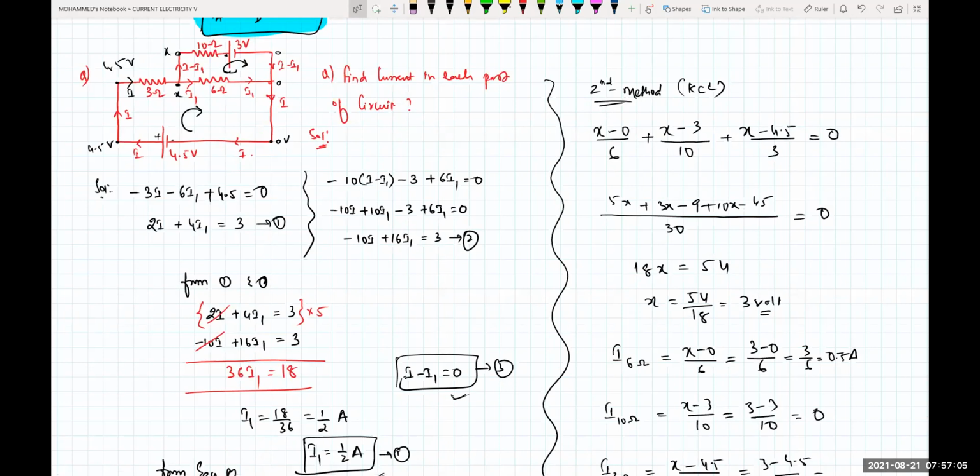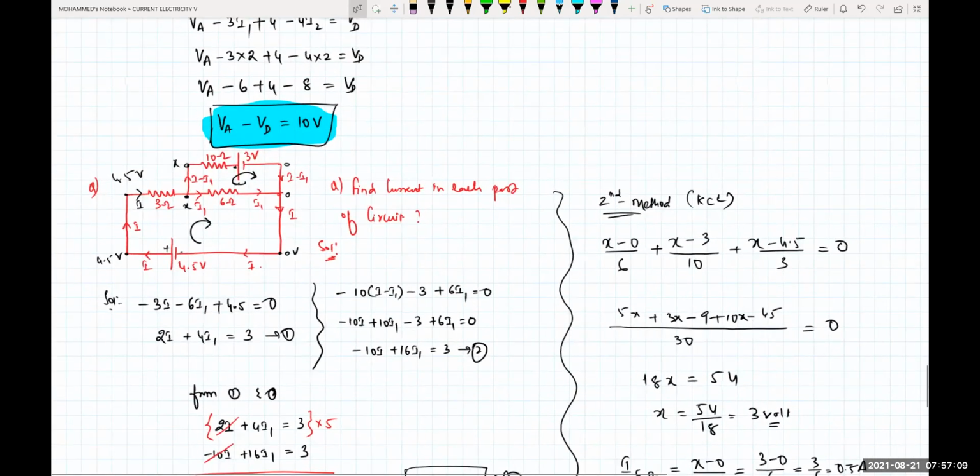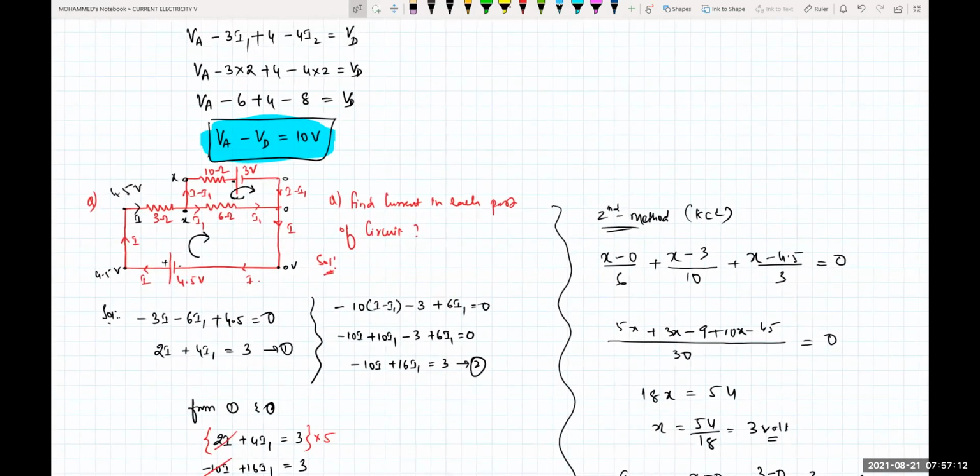Sir, why did you take 0 volts on the left side? Where, beta? On the left side you took 0 volts potential. Here is the negative terminal, beta. This is the negative terminal, so it is 0 volt. Positive terminal 4.5, like that. This is connected to the same wire, so it will be 0. Negative terminal is 0 potential. This is positive. Here the potential will be 3 volt. Here it is 4.5, connected by the same wire, so it is also 4.5.